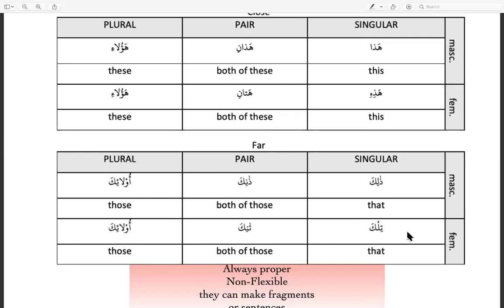Then we have tilka, which is the feminine version. So tilka, tanika, ulaika. Again, ulaika is the same. The plural is the same for masculine and feminine, but the others are different. So let's say them together now: zalika, zanika, ulaika, tilka, tanika, ulaika.